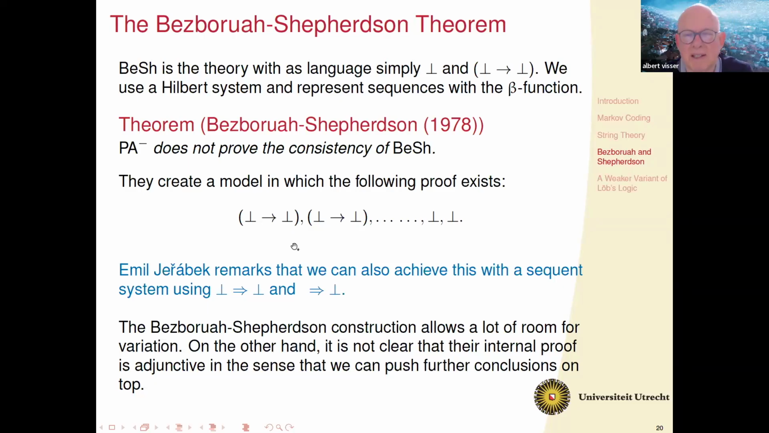Yeah, and so their work leaves a lot of room for variation. So you can make proofs in which you can run through all the sentences of a much richer language, so downgoing and then upgoing like this, so that you can make a lot of different proofs.